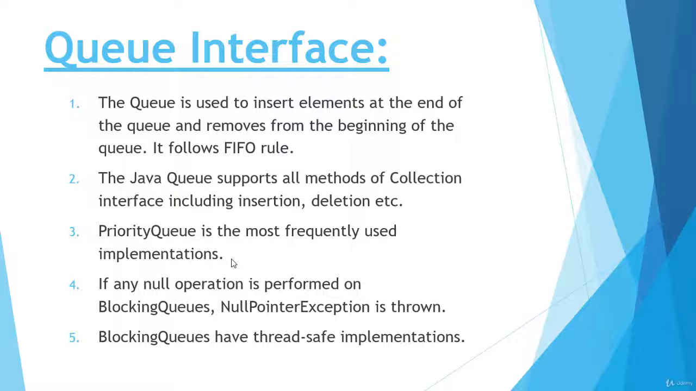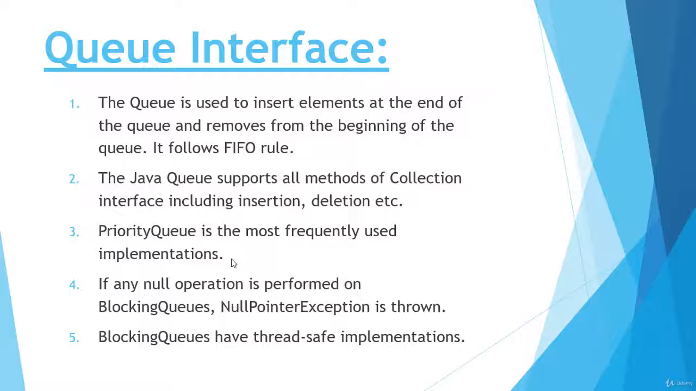And these are the points about the queue interface. The queue is used to insert elements at the end of the queue and remove from the beginning of the queue. It follows the FIFO rule, as we discussed in our previous slides. The element is always added at the end of the queue. The end of the queue is also called the tail of the queue, and the front of the queue is also called the head of the queue. So an element is always added at the tail of the queue and always removed from the head of the queue.